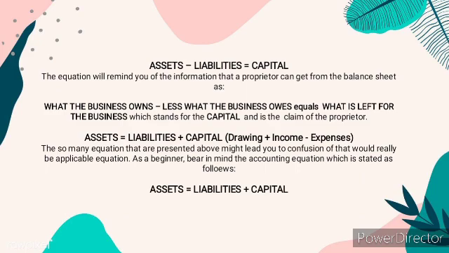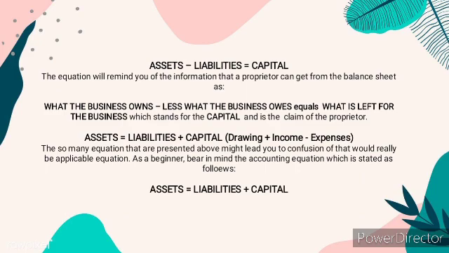So, next is the assets minus liabilities plus capital. This basic accounting equation shows that a company's total assets are equal to the sum of its liabilities and shareholders' equity or capital. This formula, assets equals liabilities plus capital, is known as the balance sheet equation.